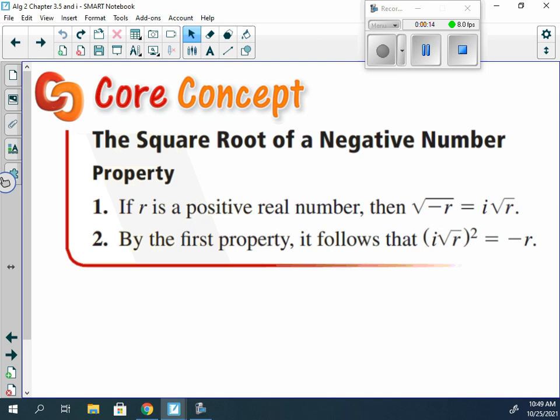So the first thing we have is the square root of a negative number property. Now, this is not a huge theorem or concept, because if r is a positive real number, say r is 3, then the square root of negative r is i times the square root of r.